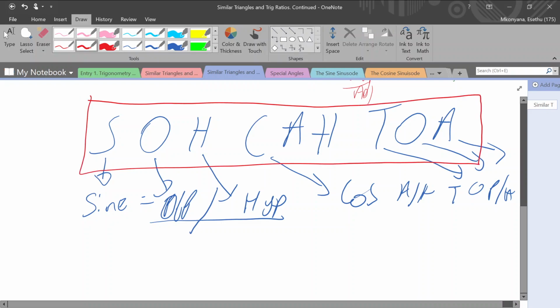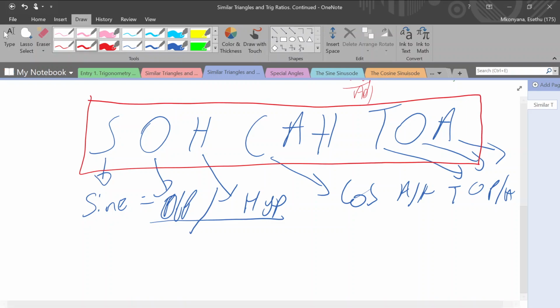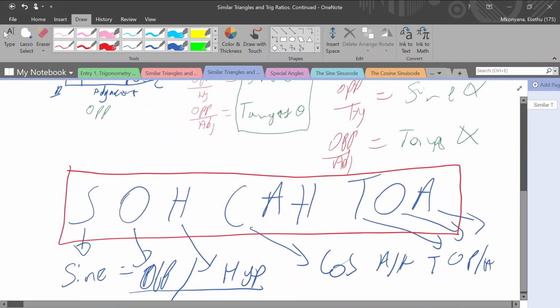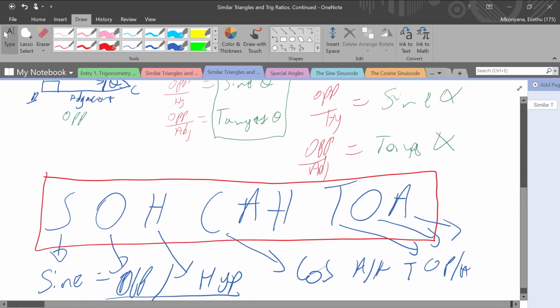So just remember that when you forget which sides to look at for the sine of an angle, you're just looking at the side opposite to that angle and the hypotenuse of the triangle. When you're looking at cos, you're looking at the side adjacent to the angle that you're referring to, over the hypotenuse of the triangle. When you're looking at tan, you're looking at the side that is opposite to that angle and adjacent to that angle. That's the ratio you're looking at.